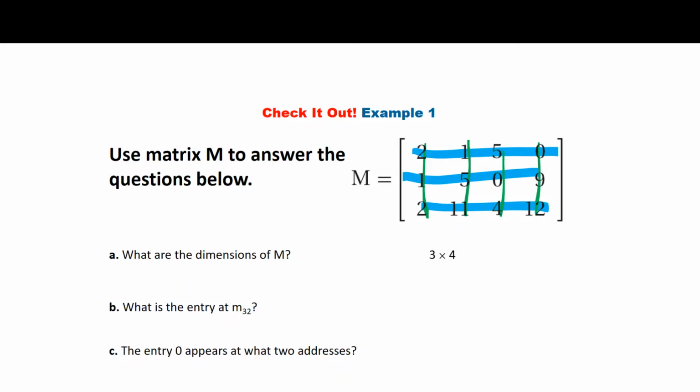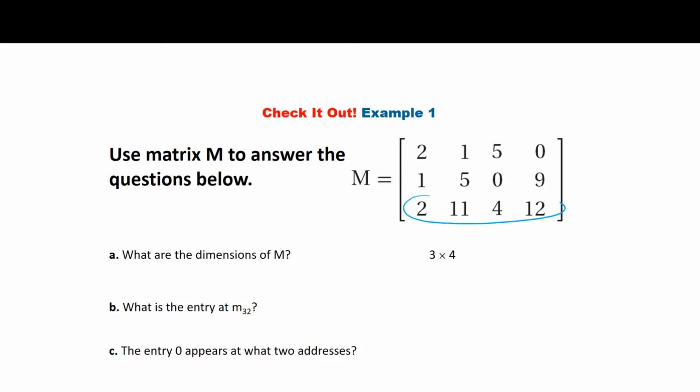All right, it says what's the entry at M32? So take a look at that and see if you can find the entry at M32. It's not thirty-two, it's three, two. All right, so you should have noticed that M32 is going to be on the 3rd row and the 2nd column. So we can see that it's going to be 11.